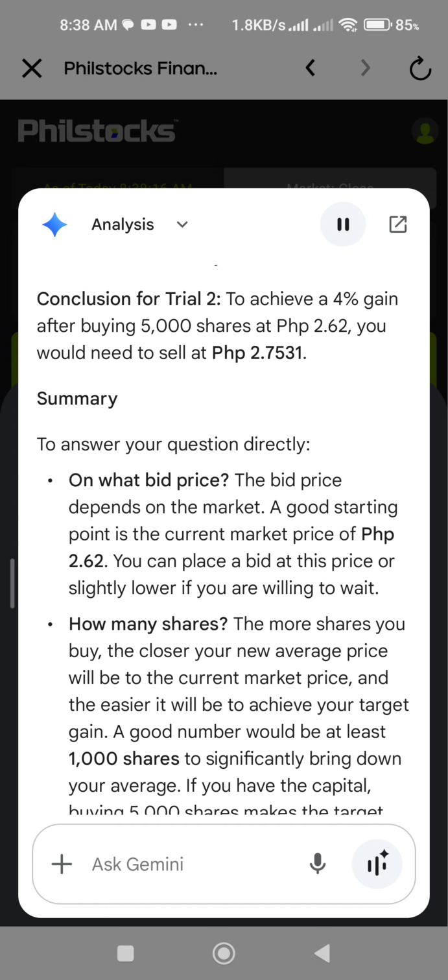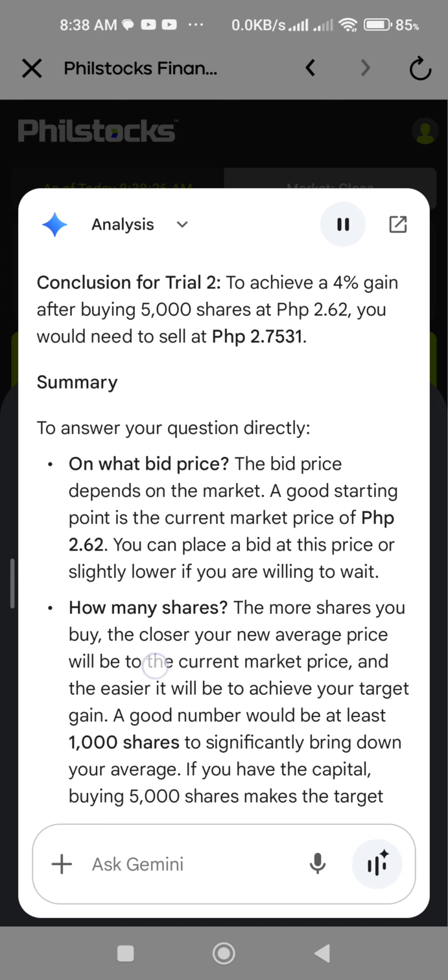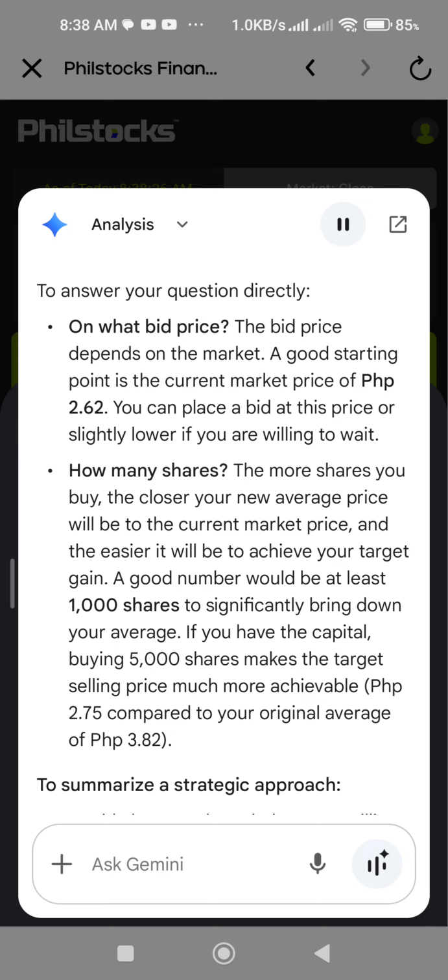Summary. To answer your question directly, on what bid price? The bid price depends on the market. A good starting point is the current market price of PHP 2.62. You can place a bid at this price or slightly lower if you are willing to wait. How many shares? The more shares you buy, the closer your new average price will be to the current market price, and the easier it will be to achieve your target gain. A good number would be at least 1,000 shares to significantly bring down your average. If you have the capital, buying 5,000 shares makes the target selling price much more achievable, PHP 2.75, compared to your original average of PHP 3.82.